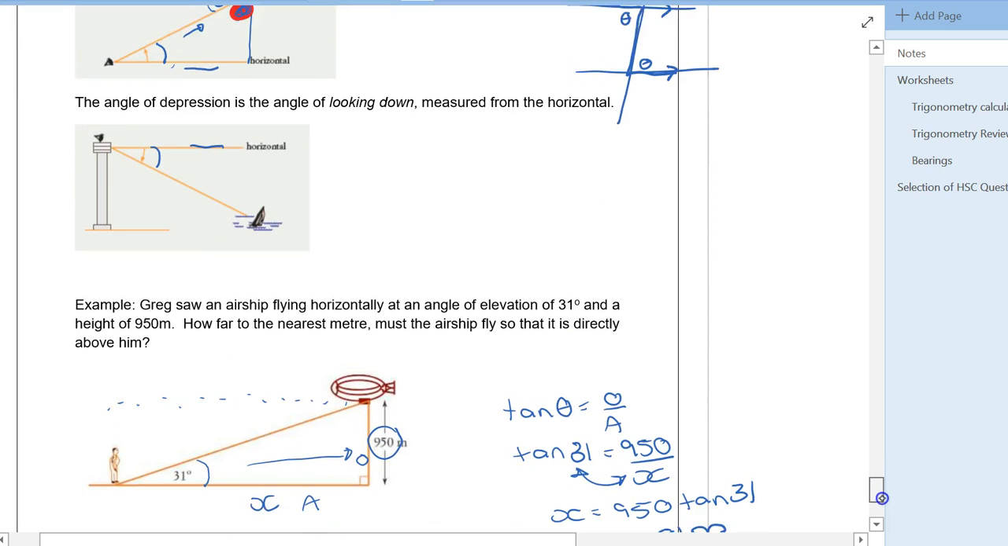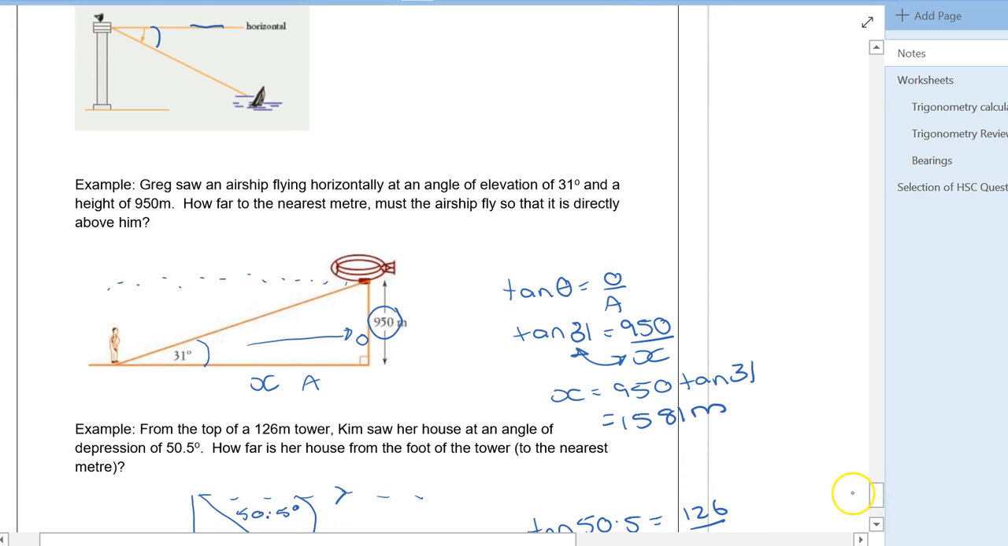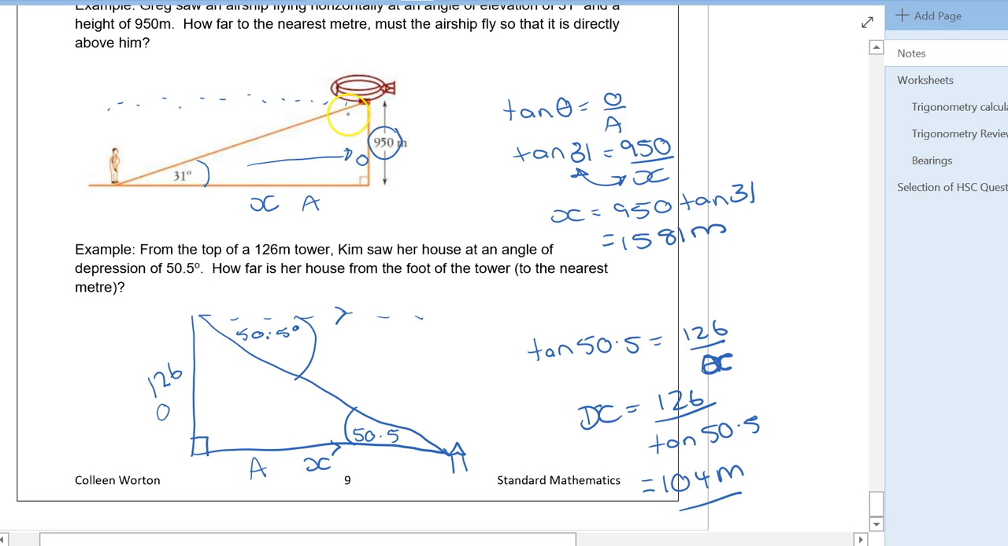So angle of elevation, angle of depression, as long as you don't get this little naughty angle in here or this little naughty angle in here, you can't go wrong.